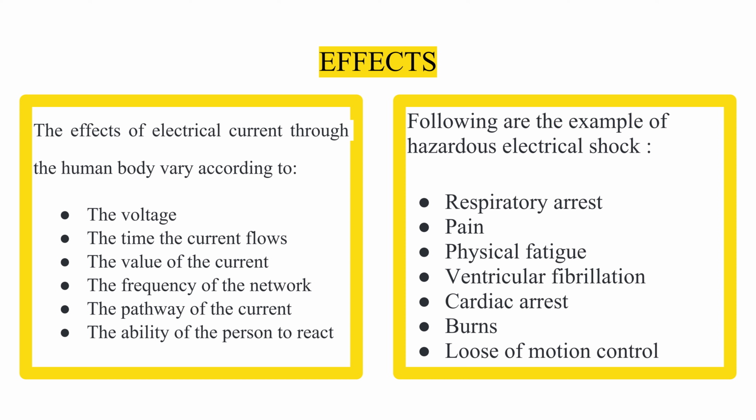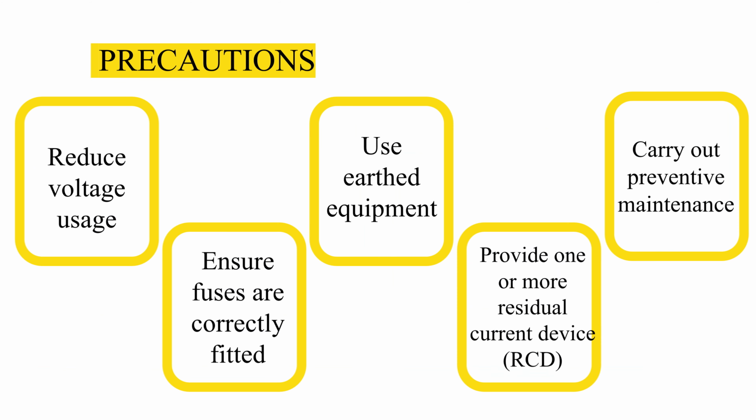Effects. The effects of electrical current through the human body vary according to the voltage, the time the current flows, the value of the current, the frequency of the network, the pathway of the current, and the ability of the person to react. The hazards of electrical shock are loss of motion control, respiratory arrest, pain, physical fatigue, ventricular fibrillation, cardiac arrest, and burns.